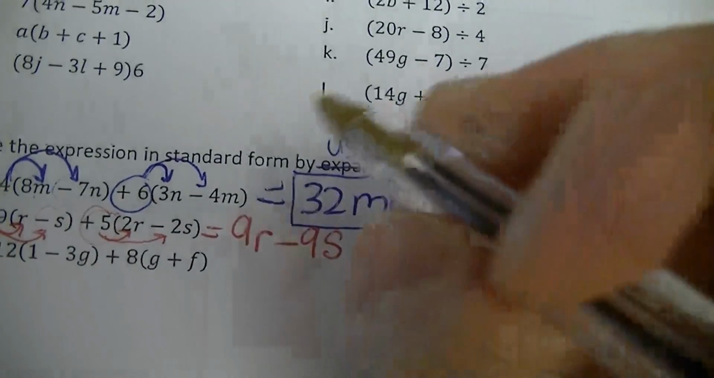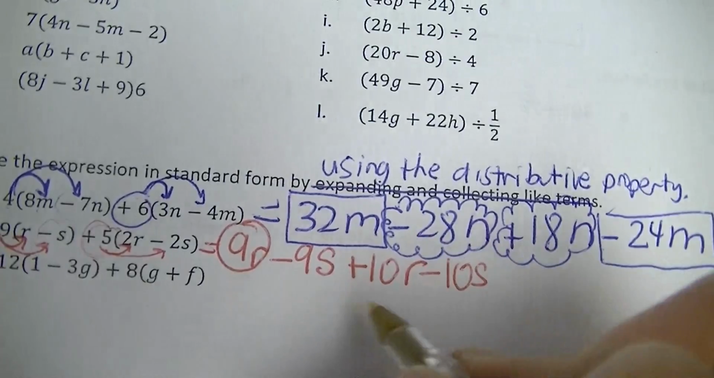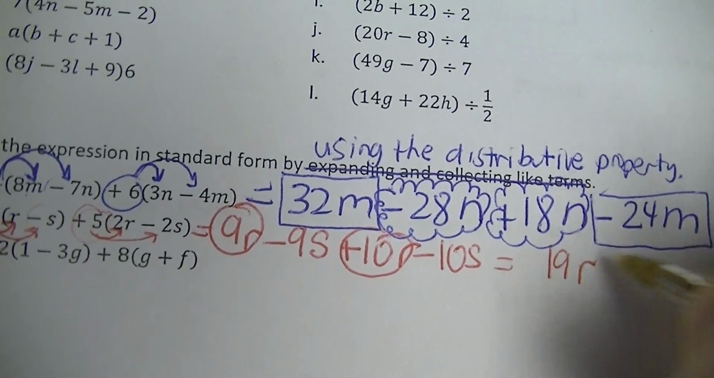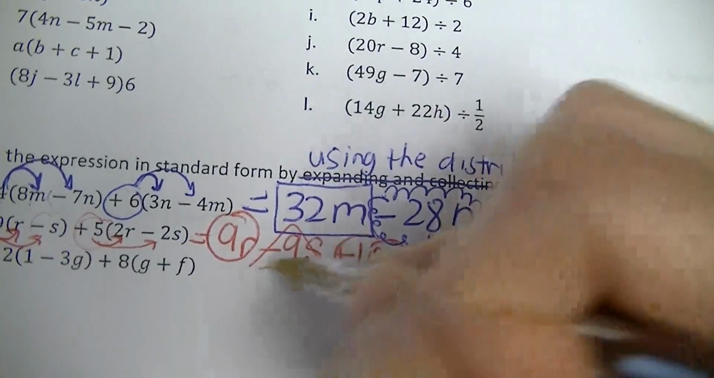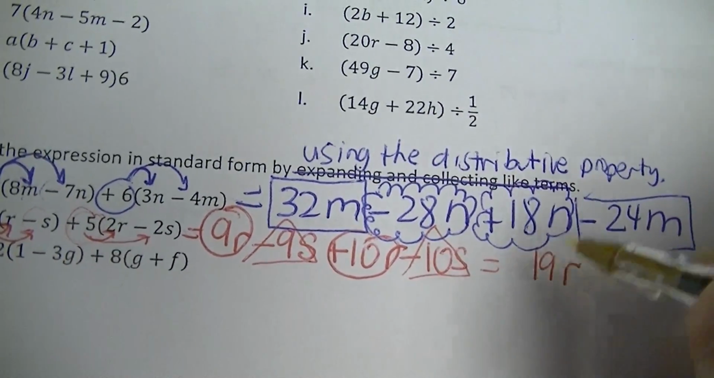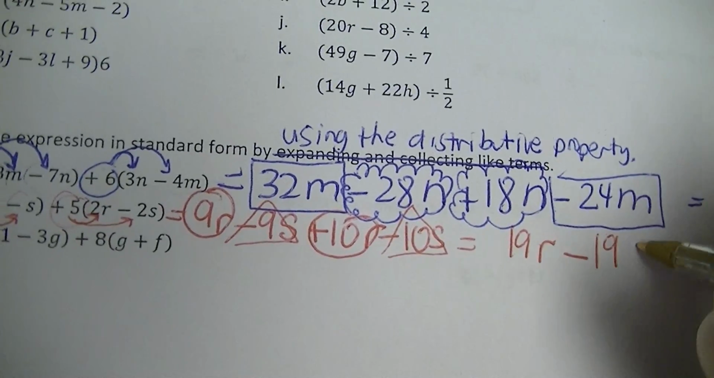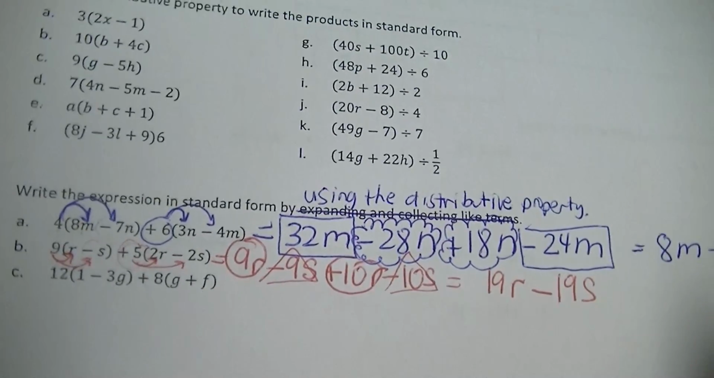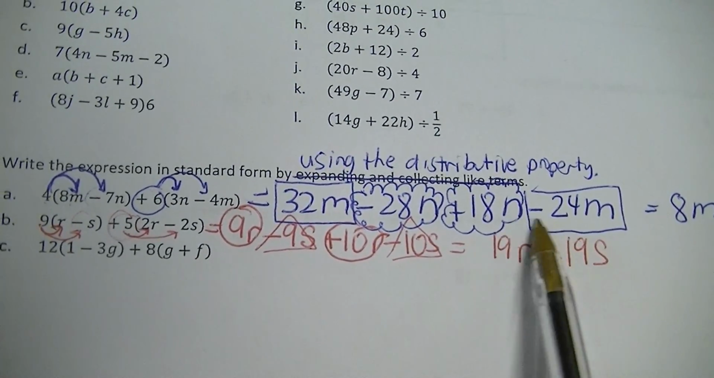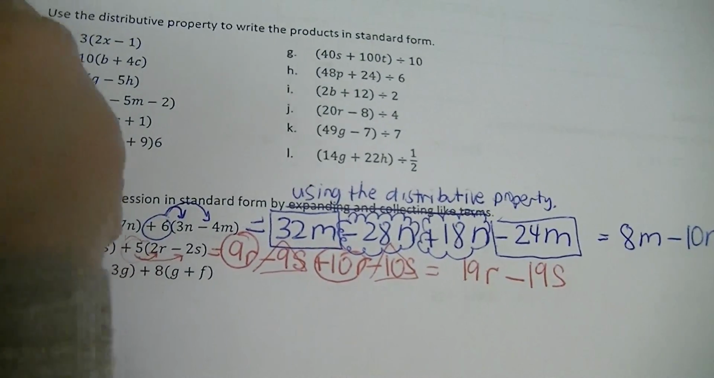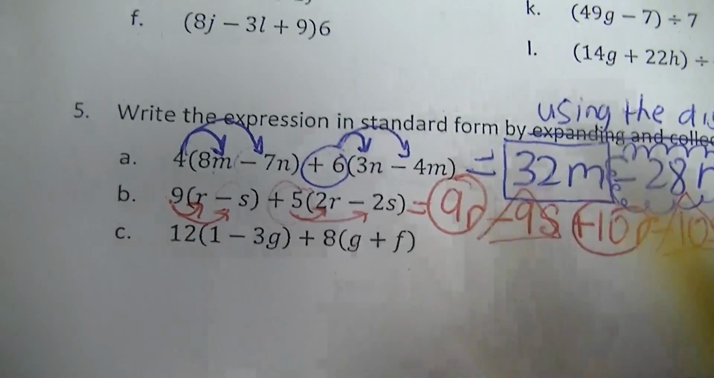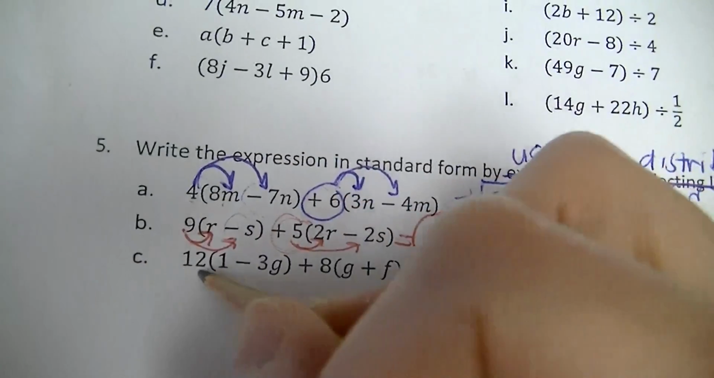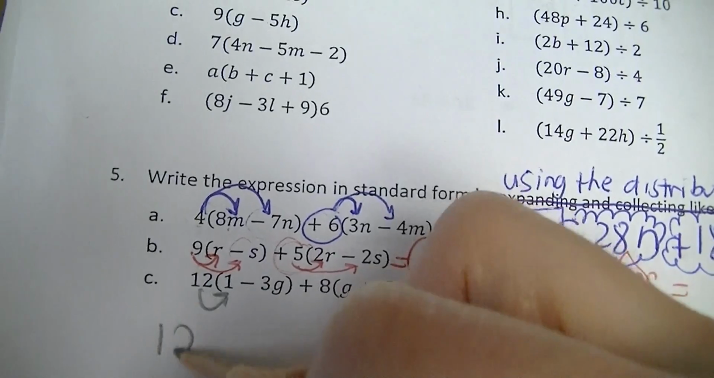From there, you need to combine your like terms, and I see that there's a 9r and a plus 10r, and that gives me 19r. And then over here, I see a negative 9s minus 10s, and that's going to be a negative 19s. Again, this expression, they're all equal to each other, but the most simplified form is right here. Okay? Alright, now the bottom one. You see again that there's parentheses, and you need to use the distributive property because there's a number in front of it. So 12 times 1 is just 12.